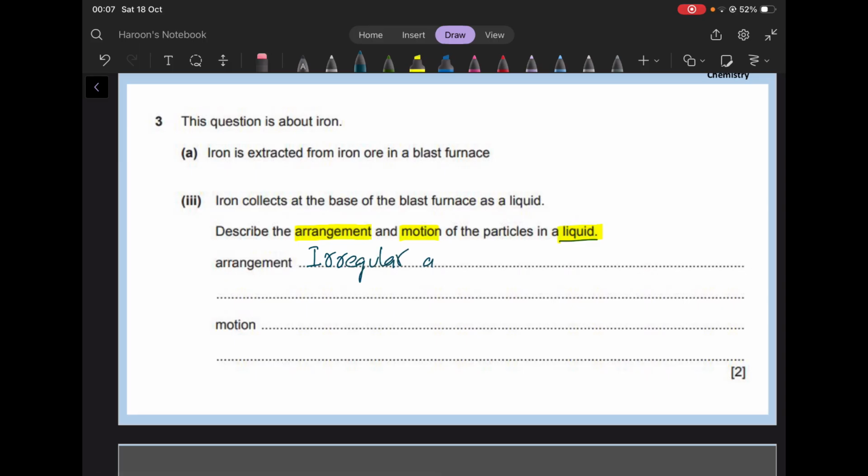irregular arrangement, or you can just write irregular, that would be marked correct as well. Arrangement is already written. For motion, whether the particles are moving, and if moving, how. So for liquids, the particles can slide over each other. We don't have to specifically write particles because that has already been written for us. Particles in a liquid, they can slide over each other.